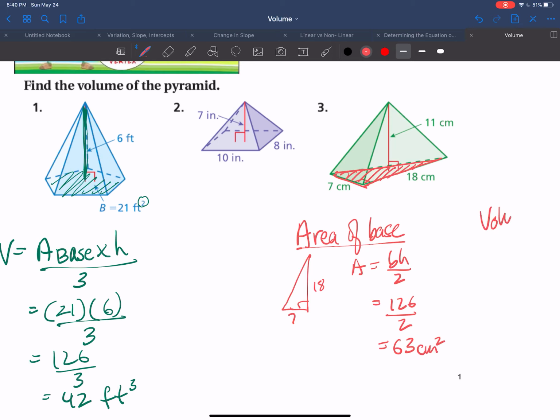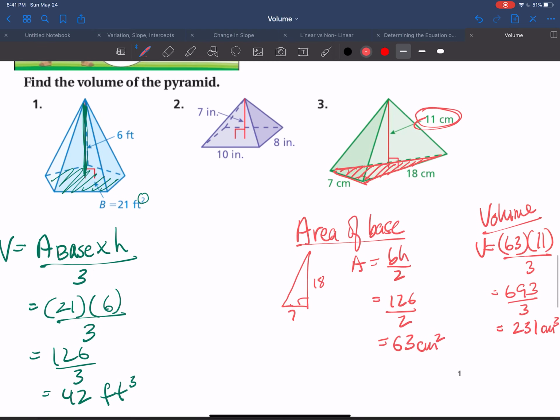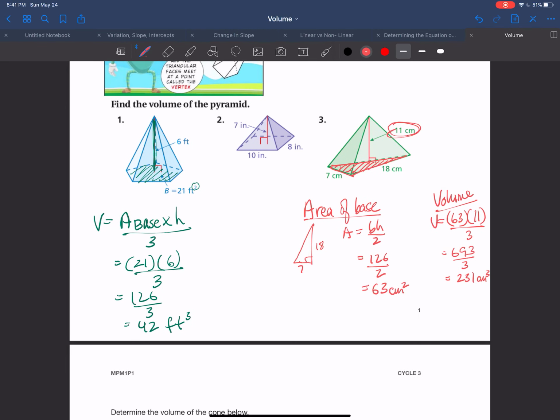Now we want to find the volume, the whole shape. So we take that area, which is 63, and multiply by the height of the shape, which is 11. And because it's a pyramid, we divide that answer by 3. So 63 times 11 is 693. And we divide that by 3 to get 231, and it's centimeters cubed. Okay, so remember, volume is area of the base times the height divided by 3 when it is a pyramid.